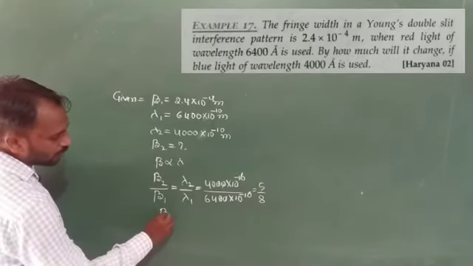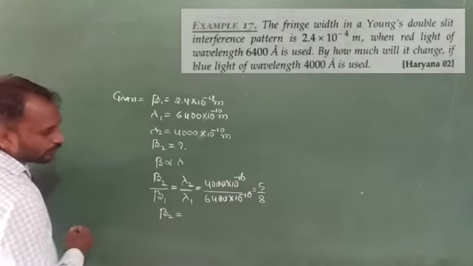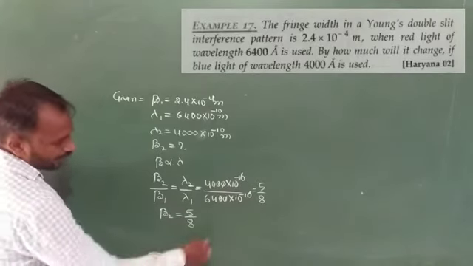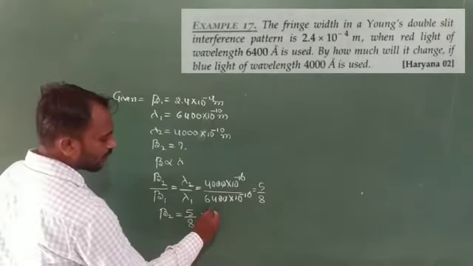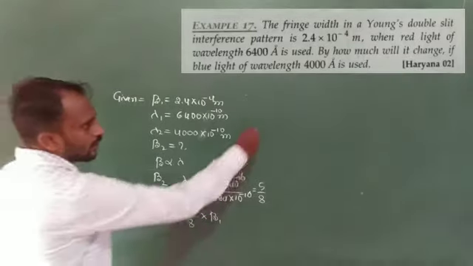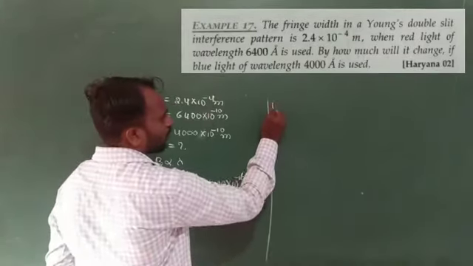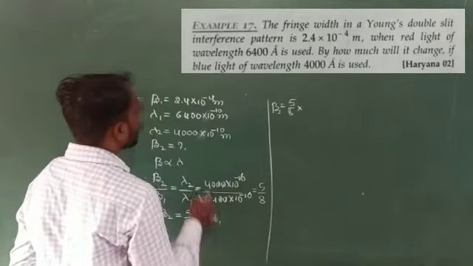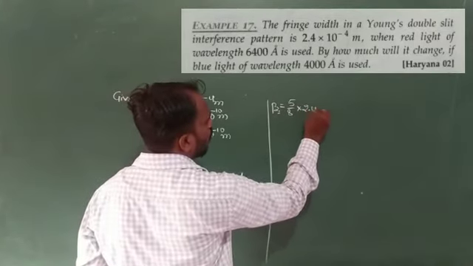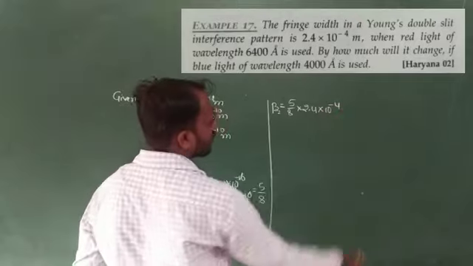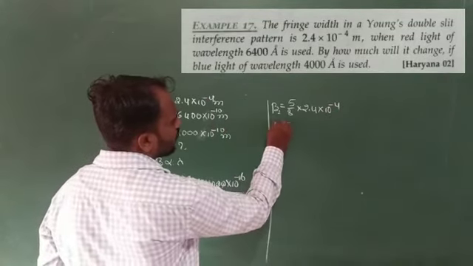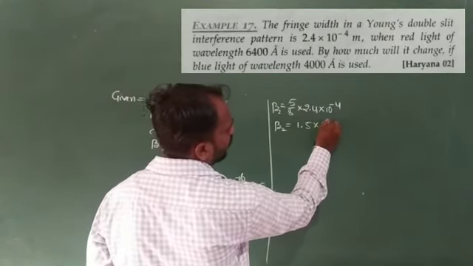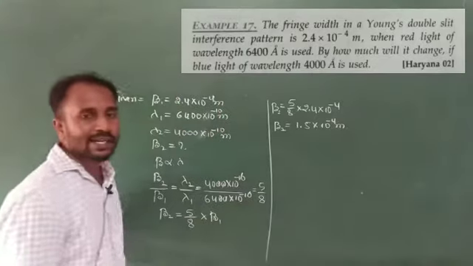So beta 2 divided by beta 1 is 5 by 8. Taking beta 1 to the other side, beta 2 is equal to 5 by 8 into beta 1. The beta 1 value is 2.4 into 10 power minus 4. So beta 2 is equal to 1.5 into 10 power minus 4 meter. This is the second fringe width.